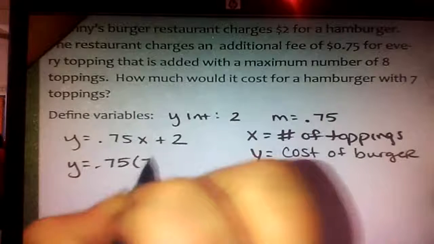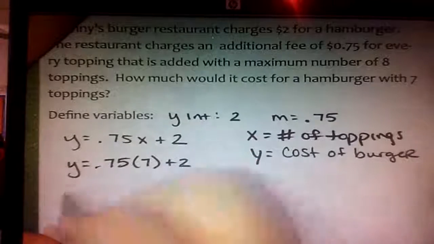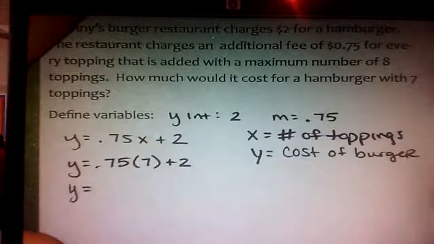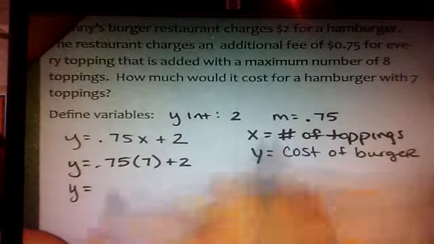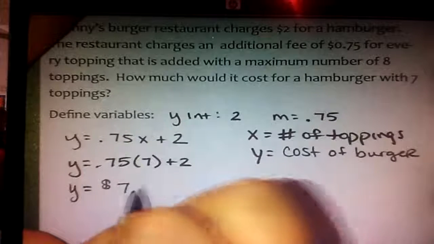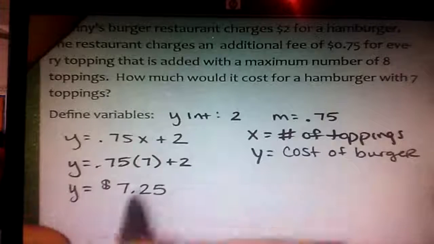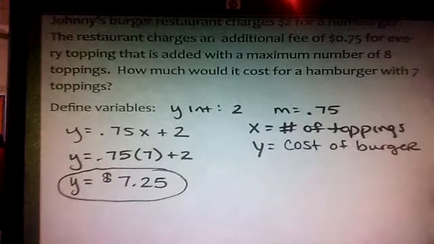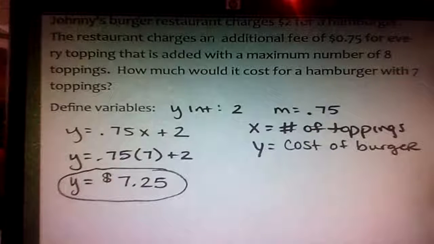Multiply, we don't have a calculator. $7.25. So if you get a hamburger with 7 toppings, what would you even put on it?